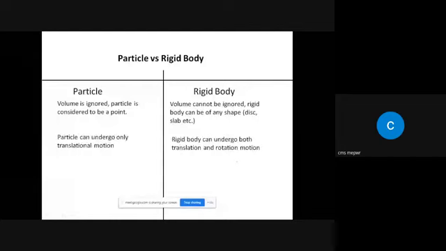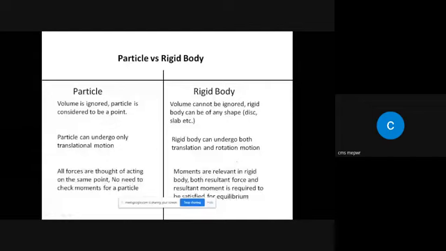A particle can undergo only translation motion, but as we have discussed in the previous slide, a rigid body can undergo both translation as well as rotation motion. All forces are basically considered as acting on the same point. In the case of a particle, there is no need to check moments. But in the case of a rigid body, moments are relevant. Both resultant force and resultant moment are required to be satisfied for equilibrium, right?